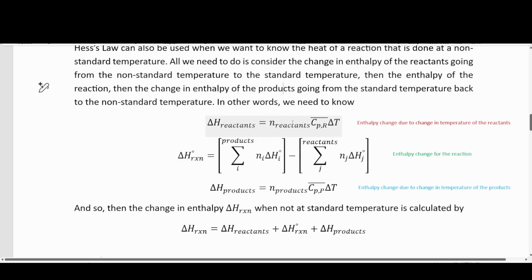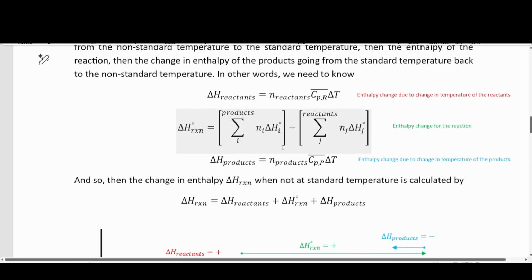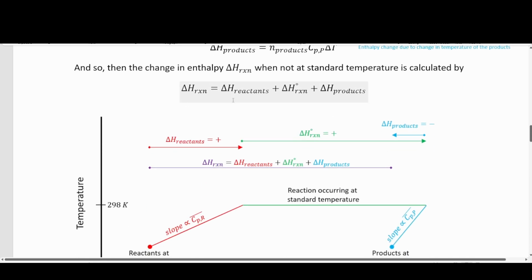So we want to know the change in enthalpy of the reactants as we change from the non-standard to standard temperature. Then we want the change in enthalpy for the reaction. Then we want the change in enthalpy as we bring the products back to that non-standard temperature. And so then the delta H of the reaction, when not at standard temperature, is calculated by just adding up these three delta H's here.